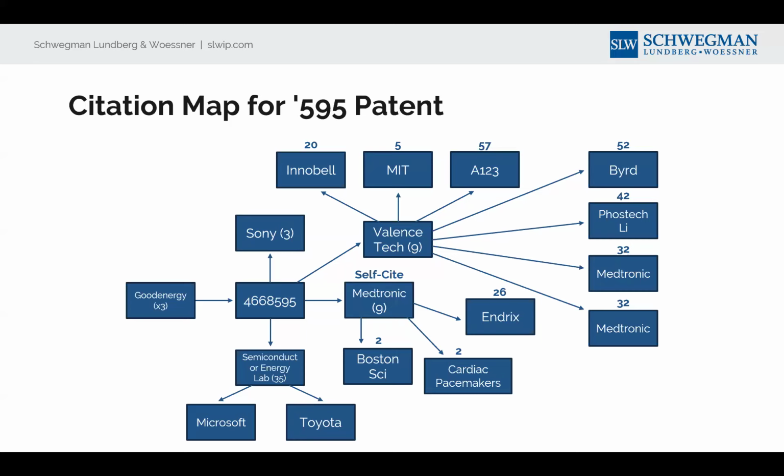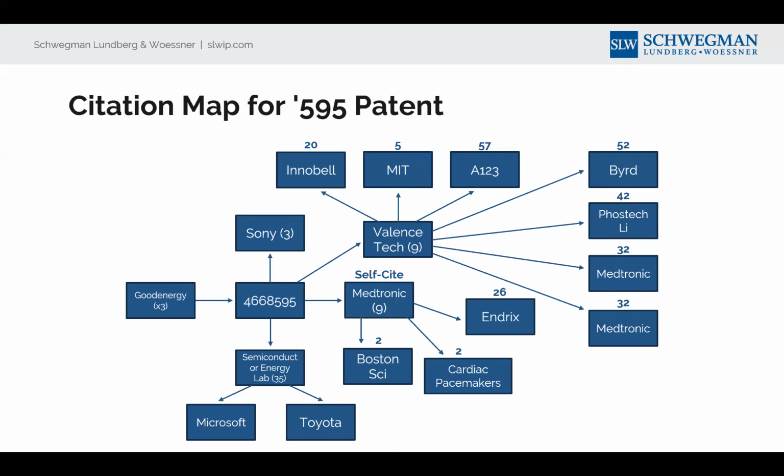So the semiconductor energy patents are forward citations to 595, and 595 is a backward citation to each of these 35 patents. Similarly for Sony, three of the Sony patents cited the 595 patent, and 595 is a backward citation to these three Sony patents, and that's the first generation.